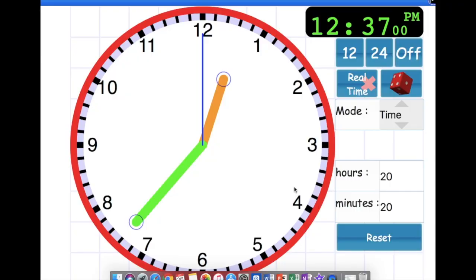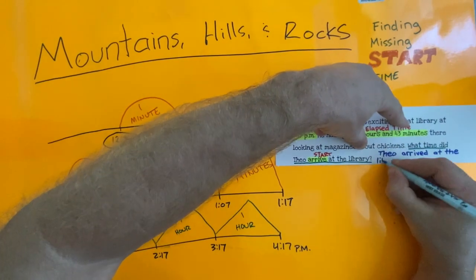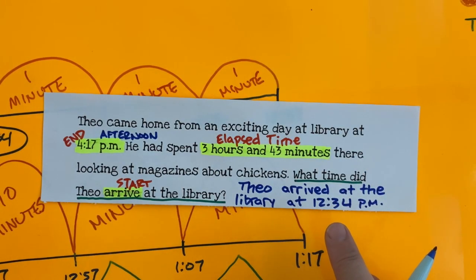Now we're going to use our available tools to prove that our answer is correct. Remember, we are subtracting time, so we're going to continue going backwards on our analog clock, and we need to go 3 minutes backwards. 1, 2, 3. As you can see, our digital clock shows us 12:34 p.m. Our hour hand is between the 12 and the 1, in the 12 o'clock hour. 5, 10, 15, 20, 25, 30, 31, 32, 33, 34. We can now answer this question by saying Theo arrived at the library at 12:34 p.m.